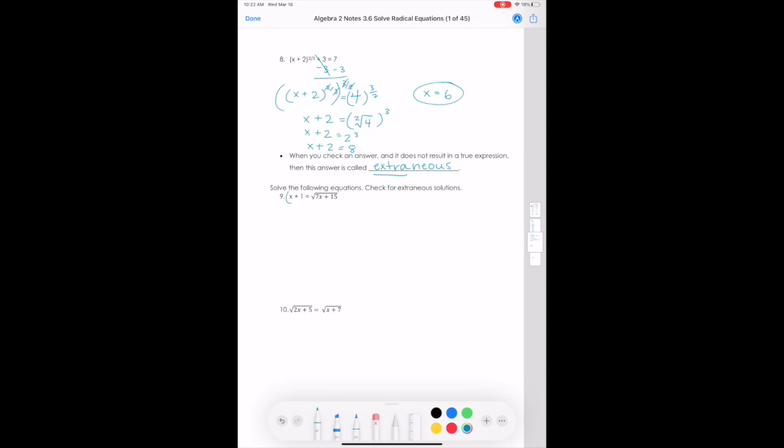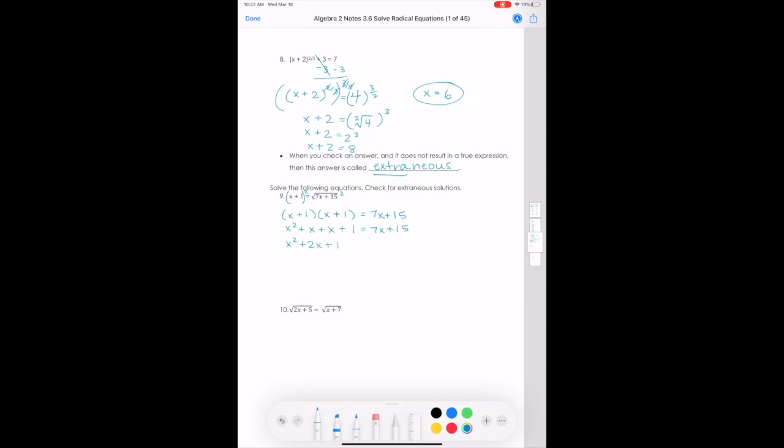So for this, we are going to square both sides to get rid of that square root. This means that we will have to FOIL, because we have x plus 1 times x plus 1, and then the square root just goes away on the other side when you square it. So x squared plus x plus 1 equals 7x plus 15.